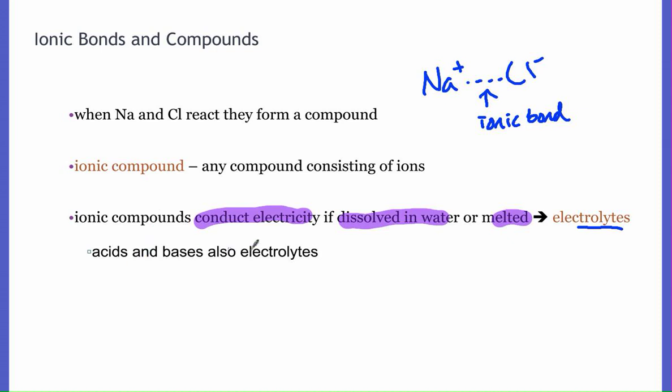Acids and bases can technically conduct electricity as well, but that's because they actually react to create ions in solution. So when we talk about acids and bases down the road, acids are associated with a specific ion, a hydrogen ion. Bases are associated with a hydroxide ion. If you can create ions in solution in water, it's going to be an electrolyte.